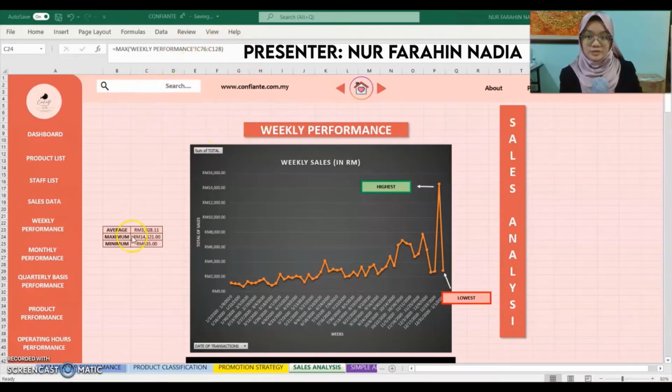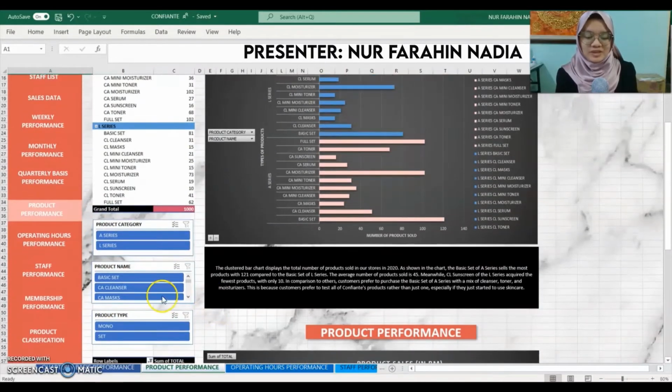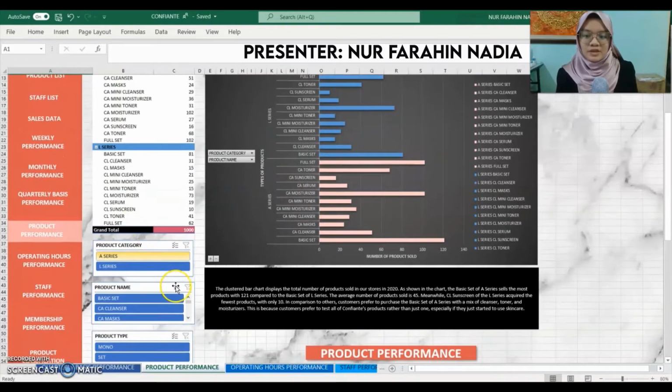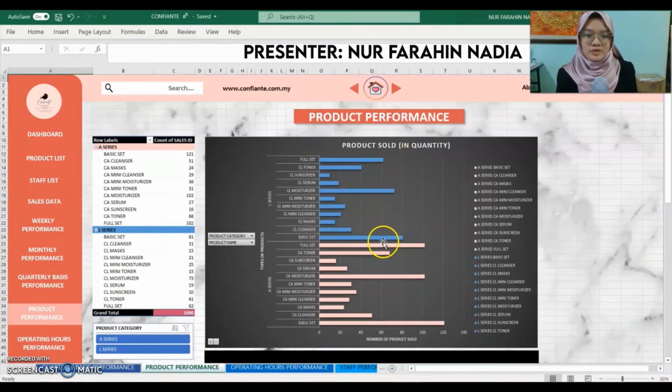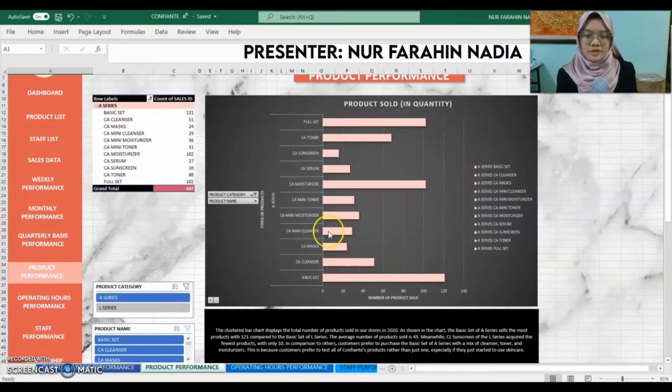Another function that we use is on the sales analysis, which are the average function, max function, and minimum function. At each pivot table and chart, we also include slicer. So this helps viewers, investors, and also managers to choose any specific data that they would like to see or observe. For example, if they would like to see the product sold of A series, they would only click here. Here you go. It will automatically filter the data that they want.